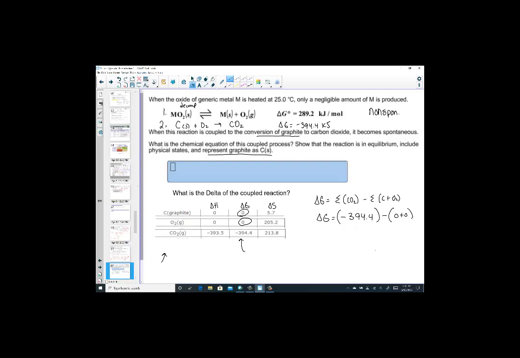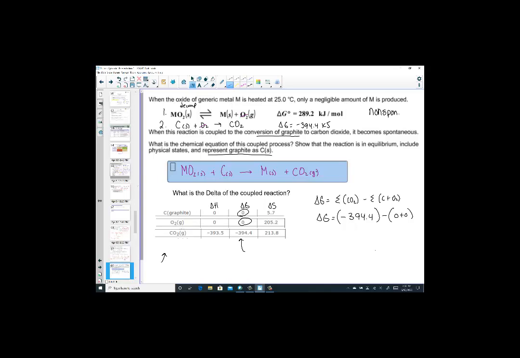So what does the overall equation look like? Well, I noticed that the oxygens are going to cancel one another. And so we have our metallic oxide, which we're using M to represent any metal off the periodic table, when coupled with graphite, and I'm going to write graphite as solid carbon, the element that's the metal will plate out and carbon dioxide gas will form as well. So that's the coupled reaction.